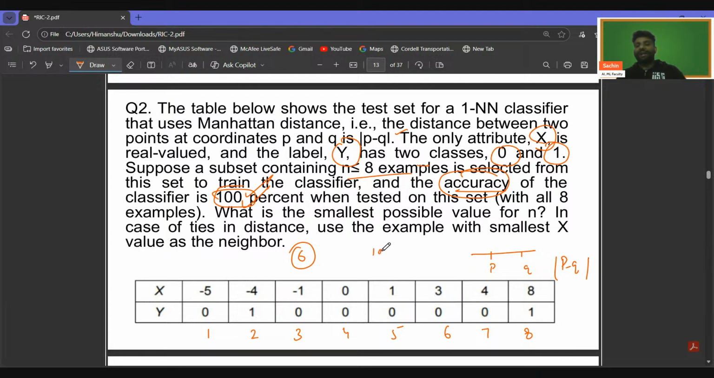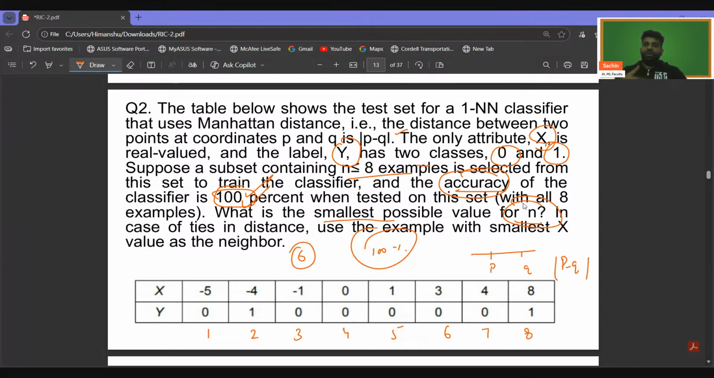I shall be getting 100% when I'm testing it on all the 8 data points over here. Now, what we are talking about is what shall be the smallest possible value for n. That means we need to think about and solve for what the n value should be. That means what should be the minimum number of data points I shall pick from this data set, such that once trained, if I check my accuracy on the entire set, these 8 data points, I shall be getting 100% accuracy in that case.